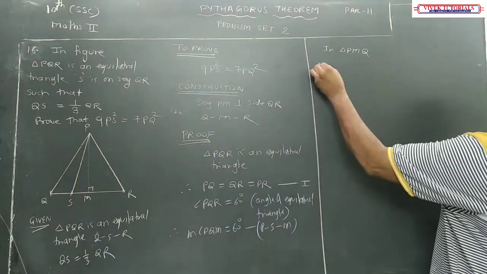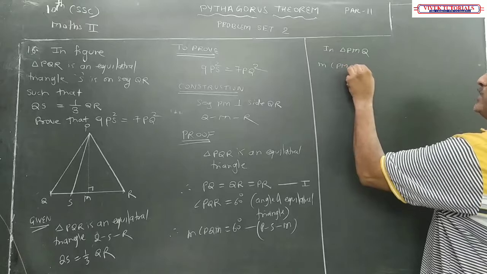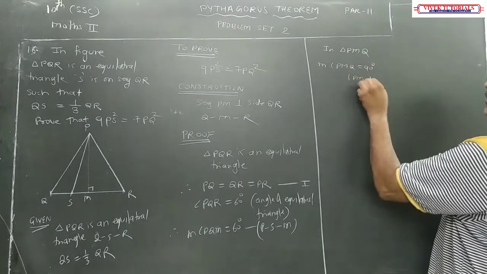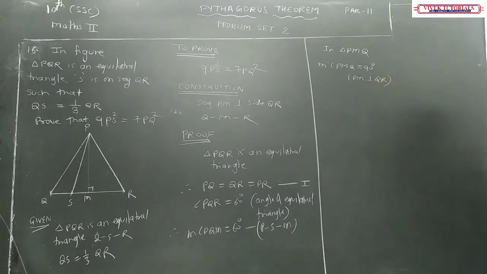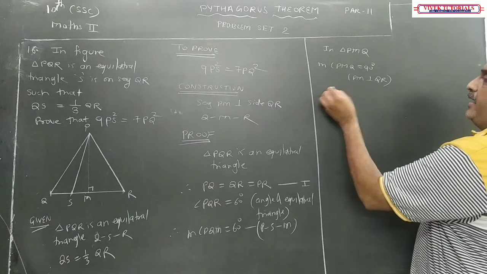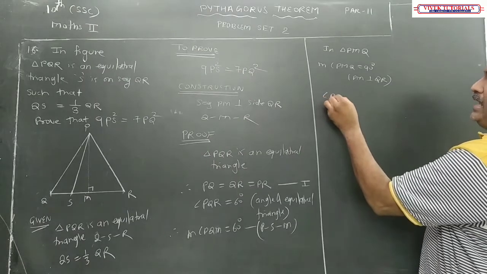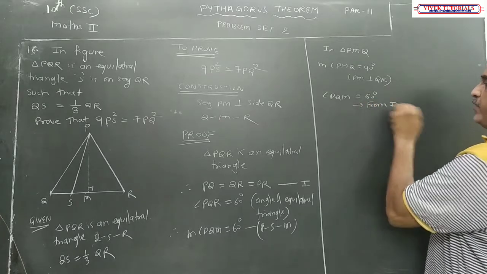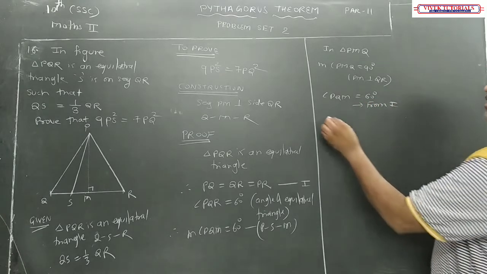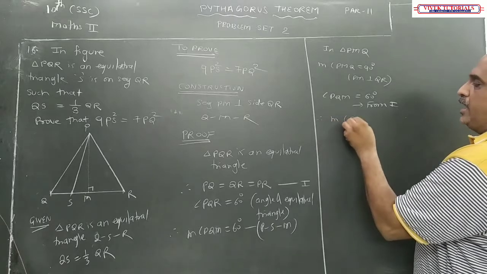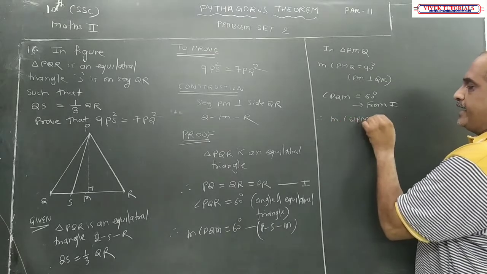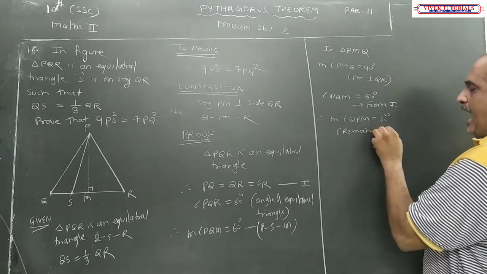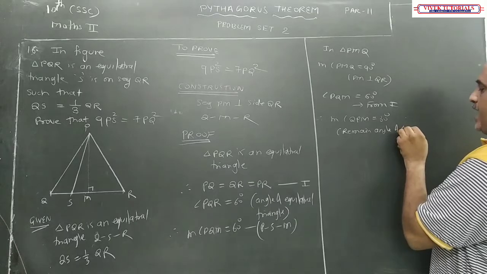Now, after doing that, in triangle PMQ, measure of angle PMQ is equal to 90 degree, since we can write PM is perpendicular to QR. Angle PQM is equal to 60 degrees from 1. Therefore, measure of angle QPM is equal to 30 degree, the remaining angle of triangle PMQ.